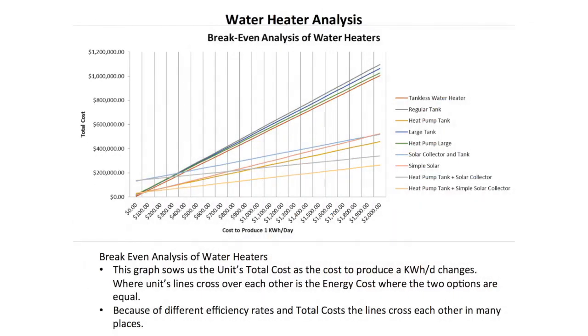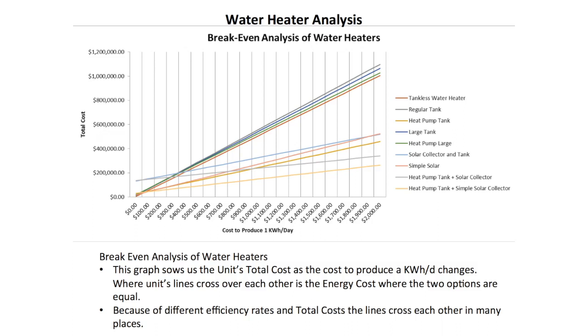This slide contains a graph of a break-even analysis. Basically, the cost to implement the needed power is plotted across the bottom, and the total cost of the unit is plotted vertically. What you see here is that the different units' lines have different slopes and start points, which represent the effect the energy cost has on their total cost and their equipment cost, respectively. What's interesting here is that many of the cheaper pieces of equipment become very expensive as the cost for developing the needed energy infrastructure increases.